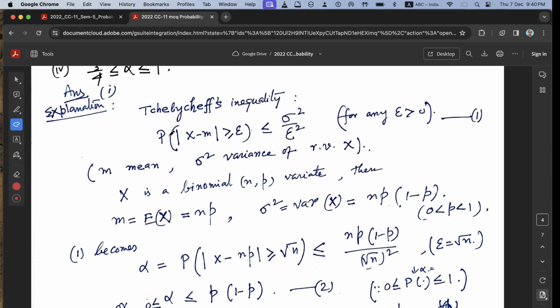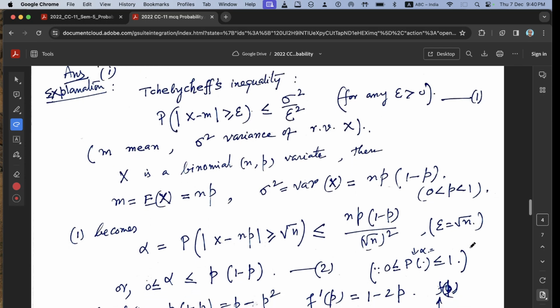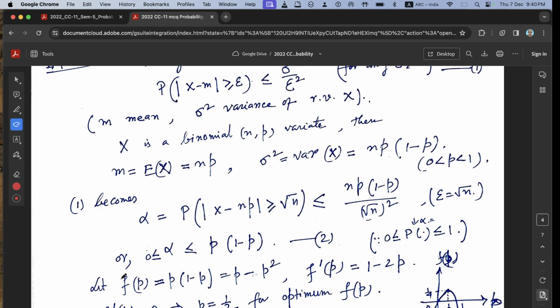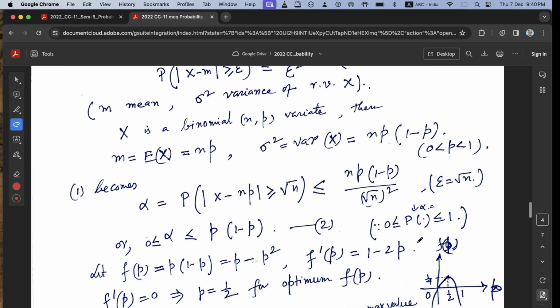Then alpha equals the probability that modulus of X minus np is greater than or equal to epsilon. Here we set epsilon as root n. So alpha is less than or equal to sigma squared, that is np(1-p), divided by epsilon squared, which is root n whole squared. Obviously 0 is less than or equal to alpha, since any probability lies between 0 and 1. The n cancels, so 0 is less than or equal to alpha, which is less than or equal to p(1-p).